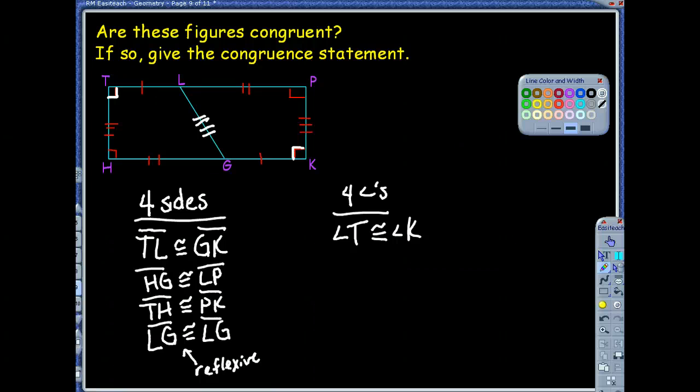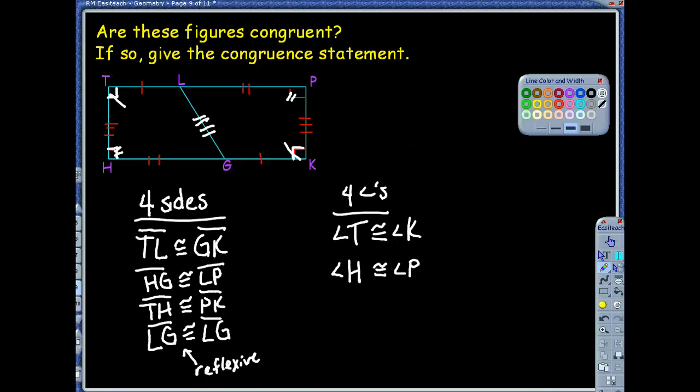looking at corresponding. If you needed to, you could even label tick marks, like 1 tick mark, just so you can get it. Then angle H and angle P, because they're between the 2 and the 3 tick marks of the sides. Perfect. Now, do we know anything about these other angles?